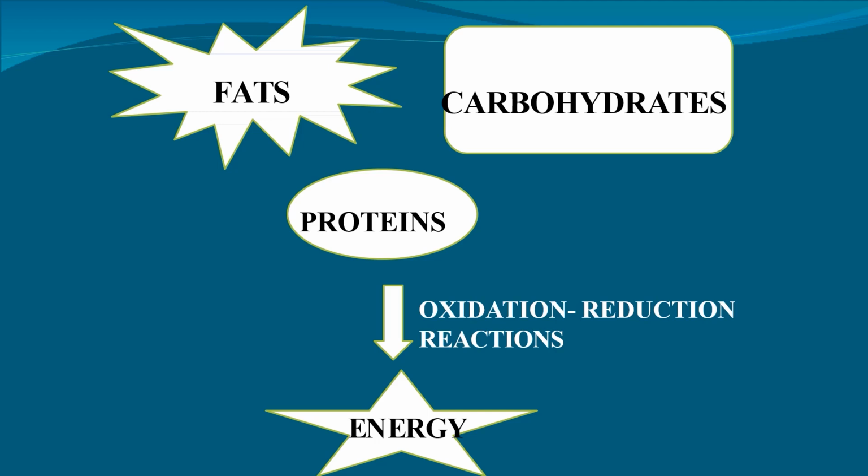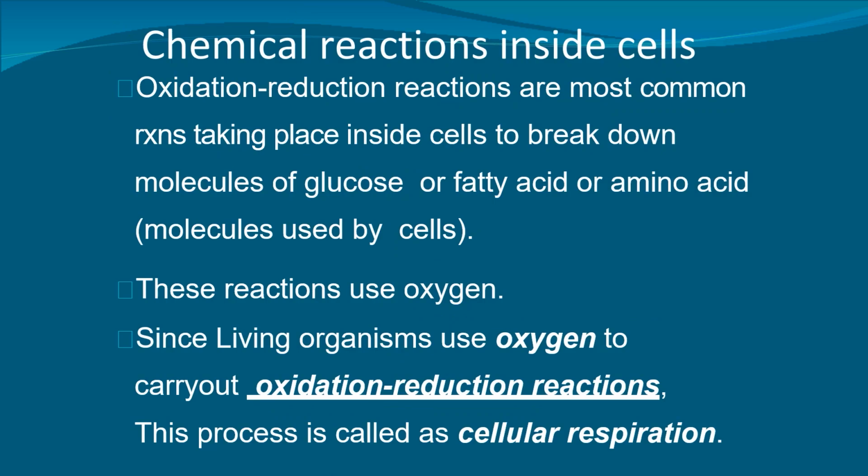Let us see what all chemical reactions and which type of chemical reactions are taking place inside the cells. The oxidation-reduction reactions are the most common reactions which are taking place inside the cells to break down the molecules of glucose or fatty acid or amino acids. These are the molecules which are used by cells. All these reactions use oxygen. Since living organisms use oxygen to carry out oxidation-reduction reactions, this process is called as the cellular respiration.